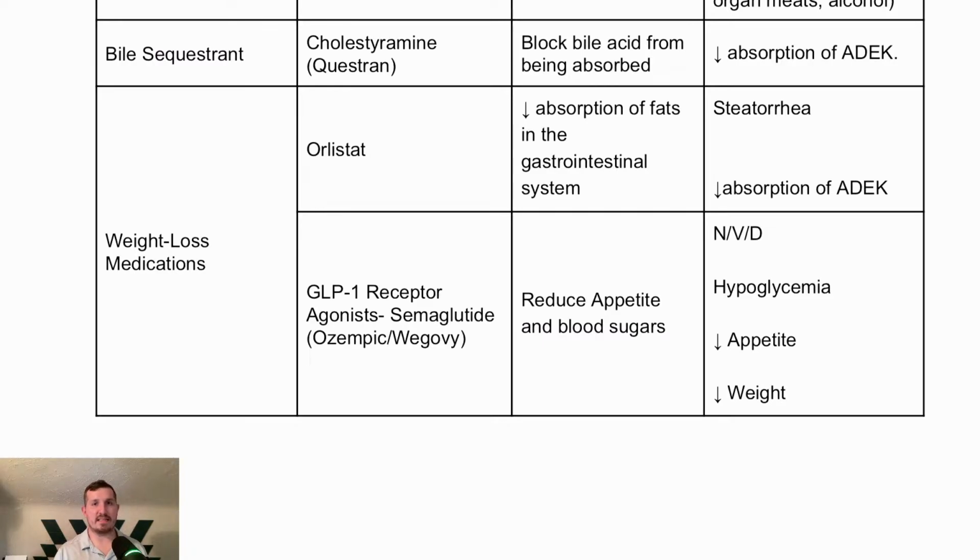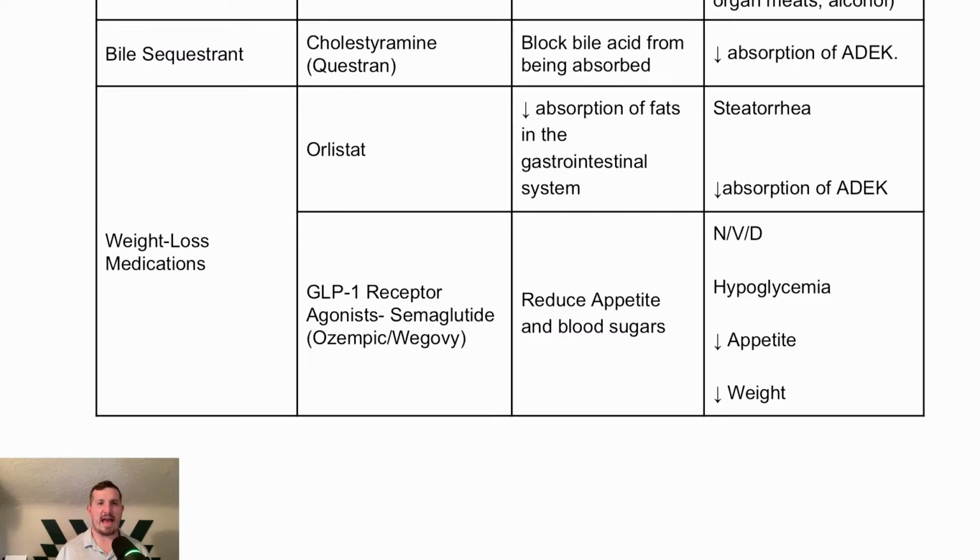Because you're absorbing less fats, though, this leads to nutrition related side effects, which is one, steatorrhea. That's going to be that fattiness in the stool that you see. And secondly, a decrease in absorption of ADEK, your fat soluble vitamins, because you're absorbing less fat. It makes sense. You're going to have steatorrhea and you're not going to retain as many of those fat soluble vitamins, right?